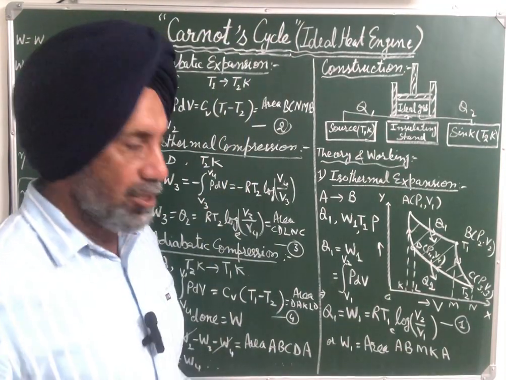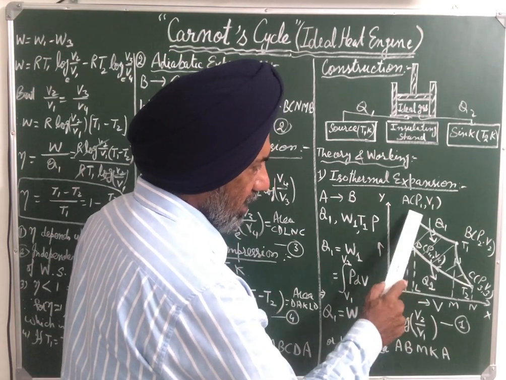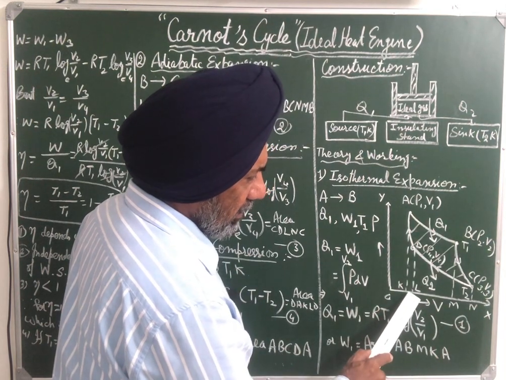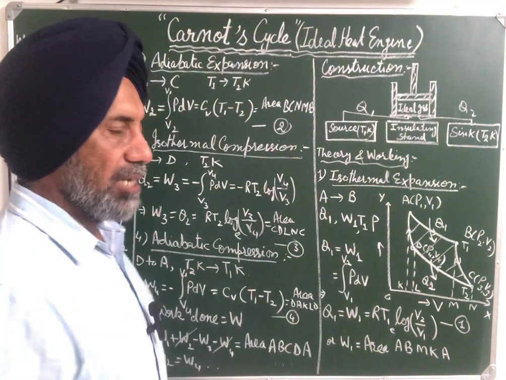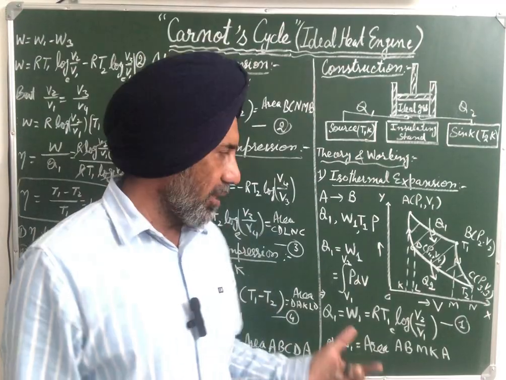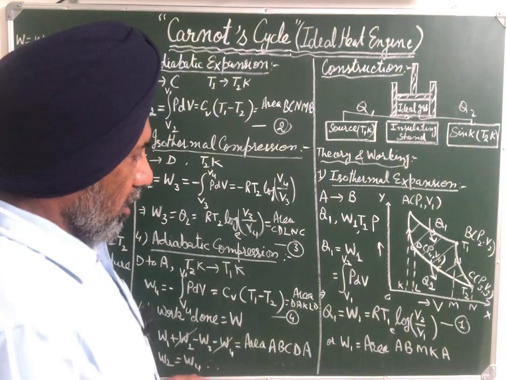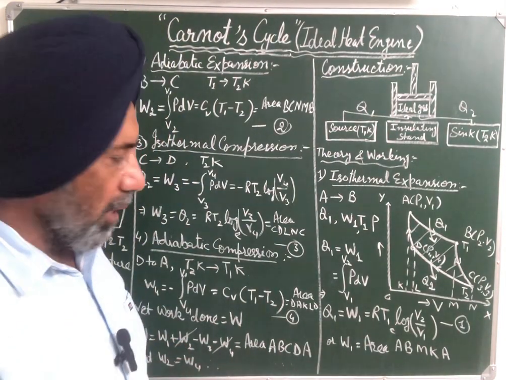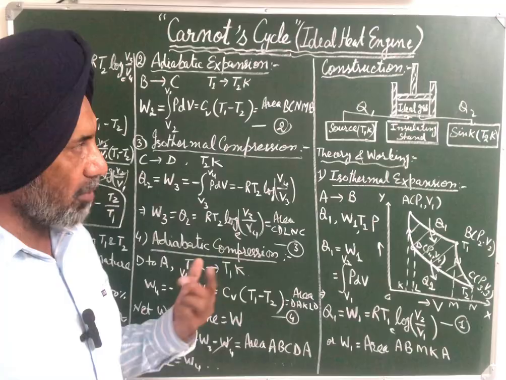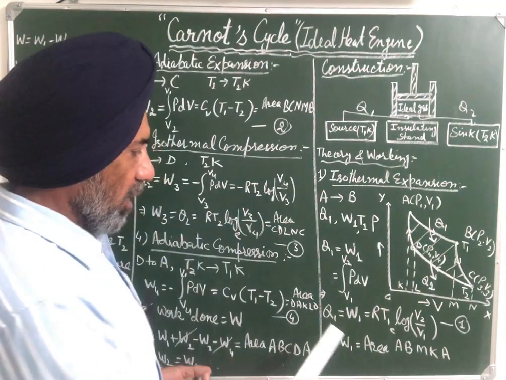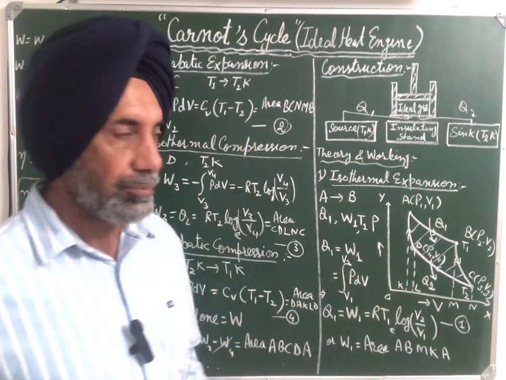So this is number 1. Also, geometrically, work done will be equal to the area under this curve AB, that is area ABMKA. Area under this isothermal AB is equal to work done, because pressure into volume has units of work. So during isothermal expansion, we have proved that the amount of heat supplied to the gas from the source, or amount of heat taken from source Q1, is equal to work done by the gas, which is equal to RT1 log V2 upon V1. Say this is number 1.